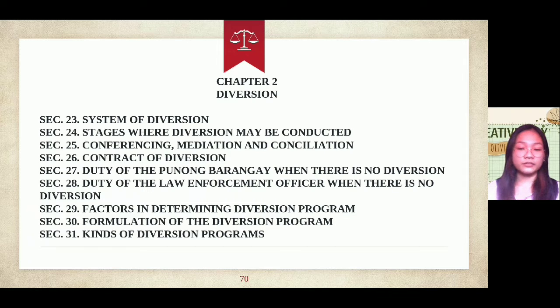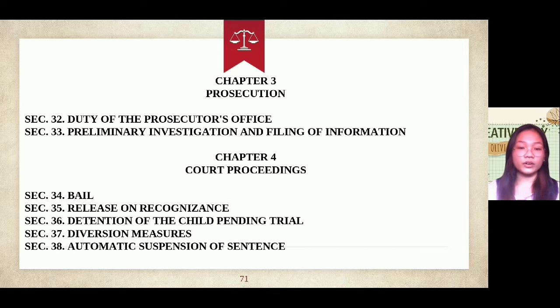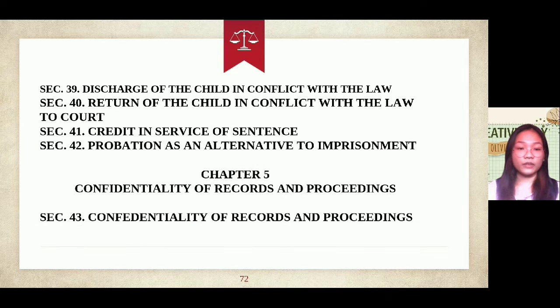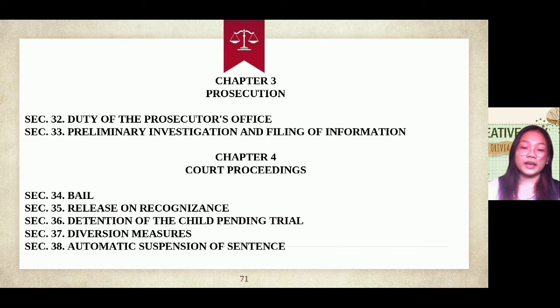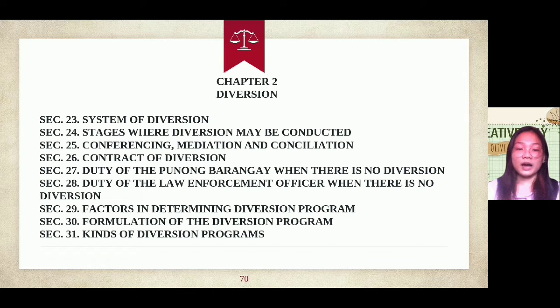So let me just summarize all of these sections for you to understand it better. Here we have Chapter 2, Diversion, Chapter 3, Prosecution, Chapter 4, Court Proceedings, Chapter 5, Confidentiality of Records and Proceedings, and Title 6, Rehabilitation and Reintegration. Okay, balik tayo. Let us now talk about the principles in the administration of juvenile justice and welfare.